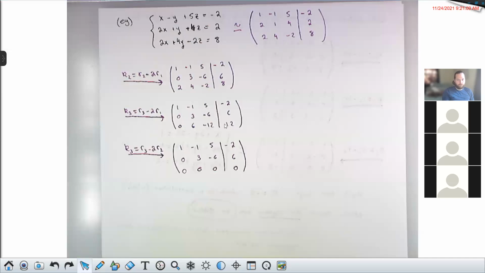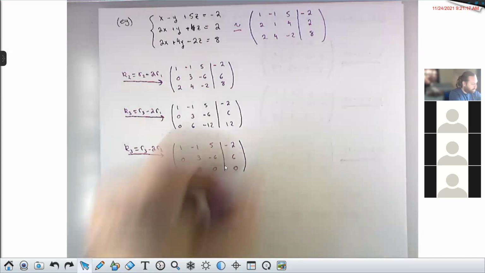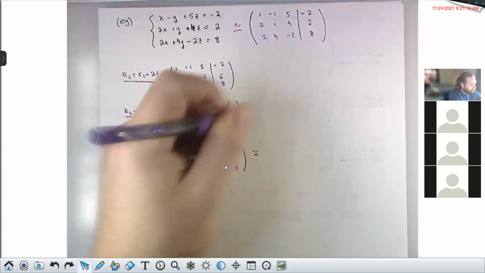So again, I have a row of all zeros over here. And if this was not 0, then I would know there's no solution. This is a lot like when we had 0x plus 0y equals 0 on Monday. Right? In fact, right now what equation 3 says, let me go ahead and put this back into the form of a system.